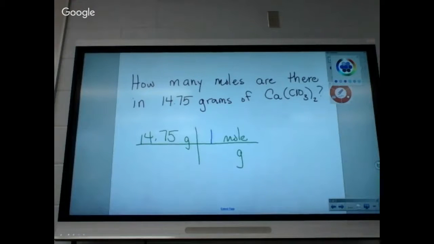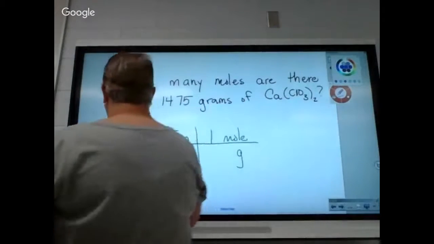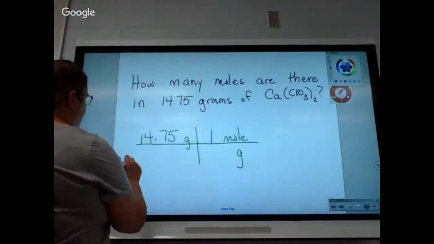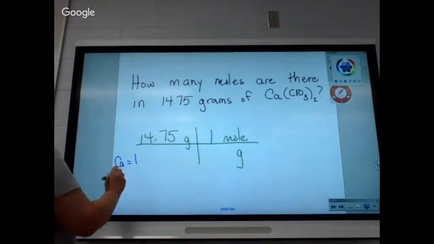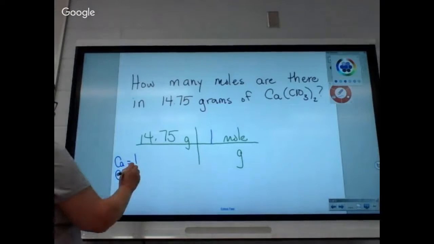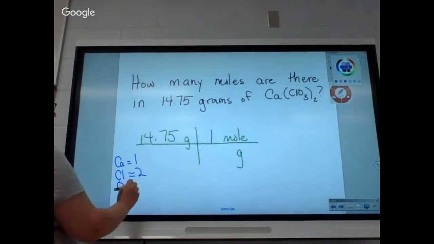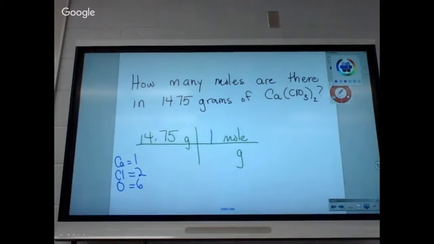And when we got grams, where did we get grams from? The periodic table, okay? Now, last week, we would have just looked up calcium and wrote down the mass on the periodic table. But now, we can't just do that, can we? No. So what did we learn to do yesterday? Formula. So what are we going to do today? Formula. So off to the side, you're going to say, how many calciums do you have? We have 1 calcium. How many chlorines do you have? We have 2 chlorines. And how many oxygens do you have? We have 6. Everybody good with where people got 1, 2, and 6?